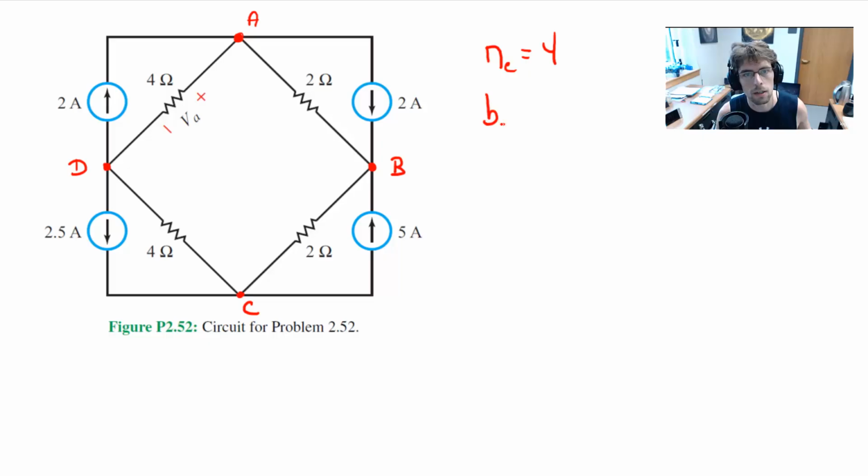Okay. Let's go ahead and think about how many essential branches we have. Looks like we have 8. Right, there's 2 paths connecting each essential node. So we actually have 8 essential branches. Now the upshot here, one of the cool things about that is that although we have 8 essential branches, we know the current in 4 of those essential branches due to the current sources.